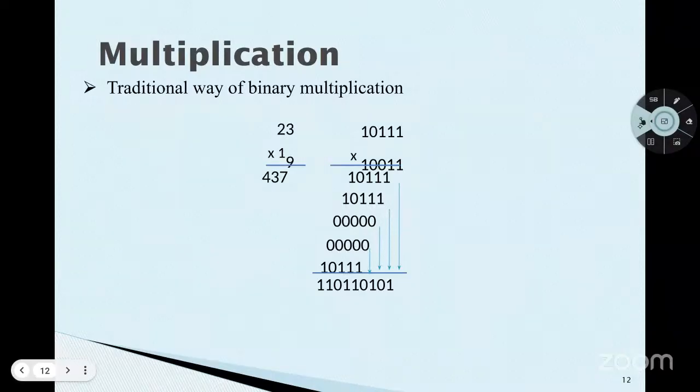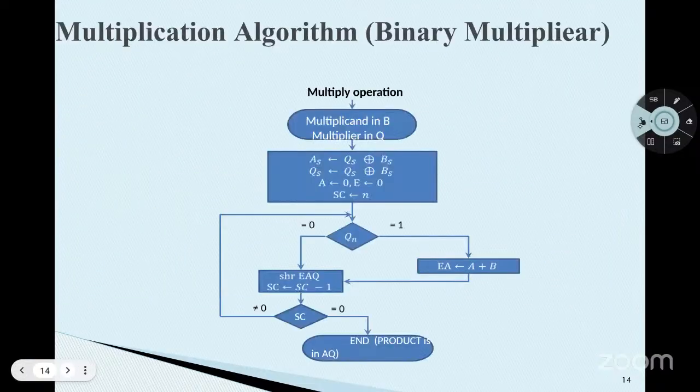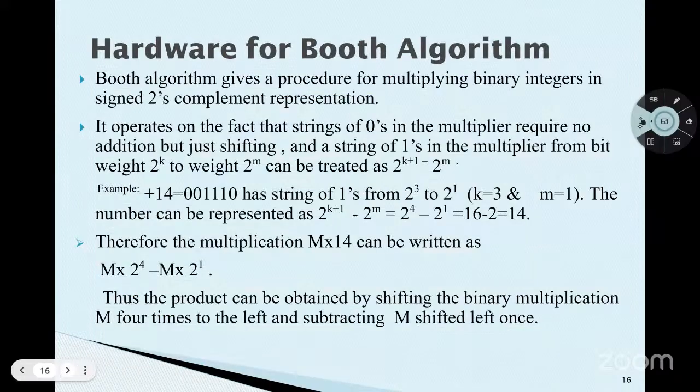Double 1 1 0, double 1 1 0, 1 0. Did you get the same answer? This is the manual operation, and that is the algorithm value. So we got the same. So like this, the division is, sorry, multiplication is performing. Okay. Next one.